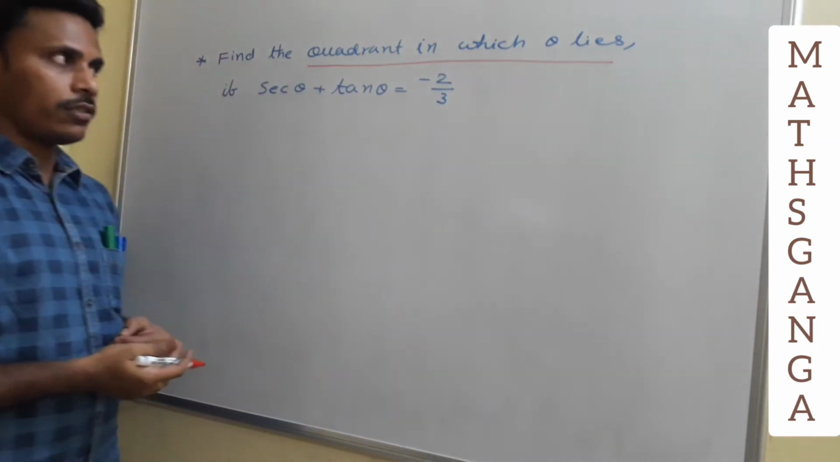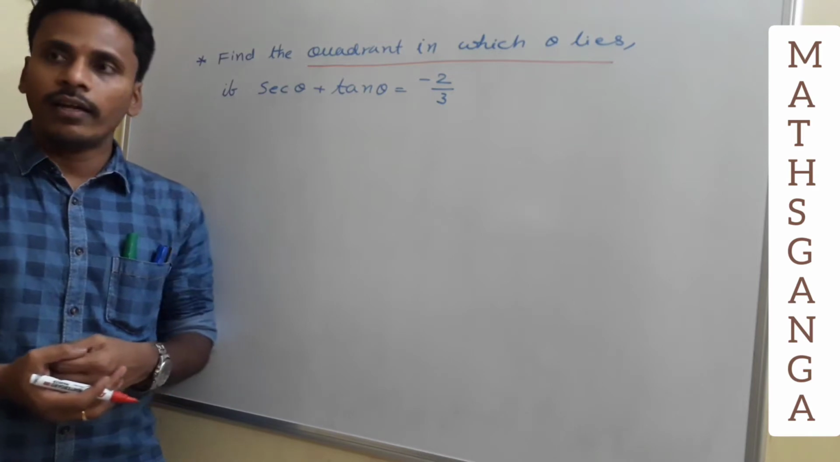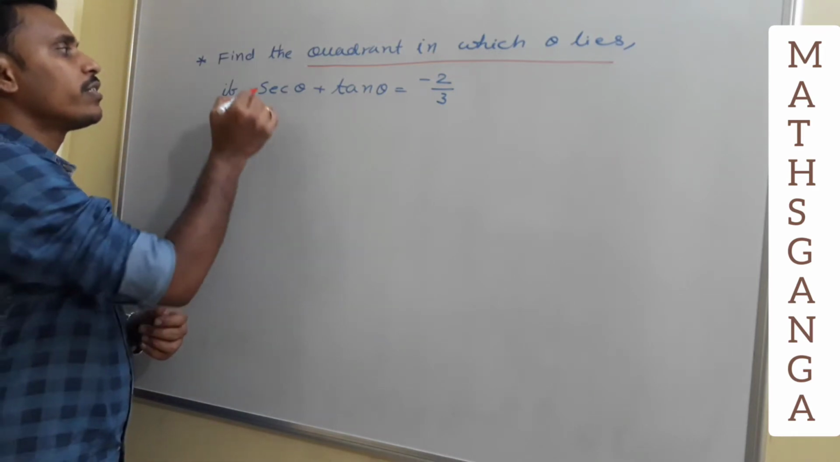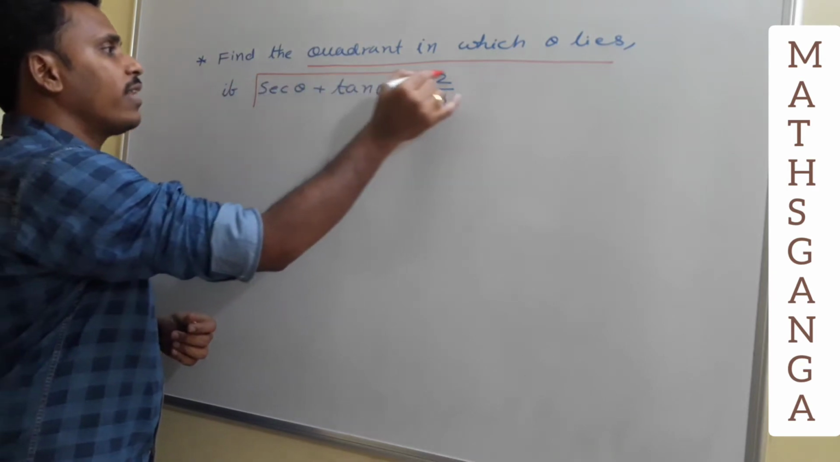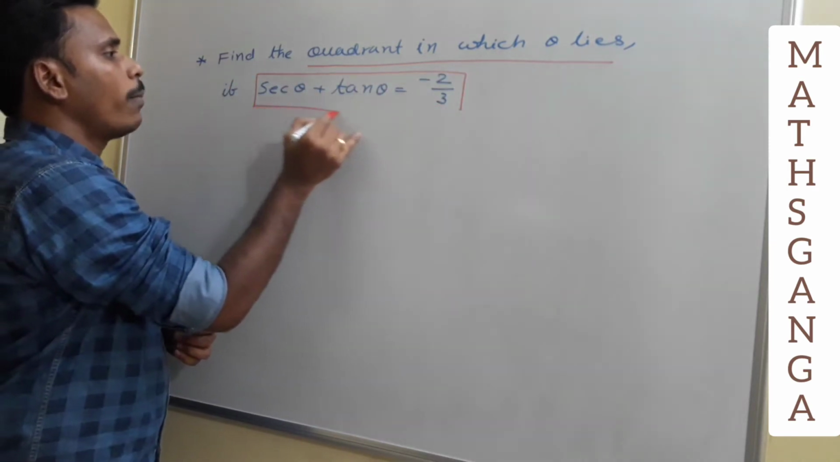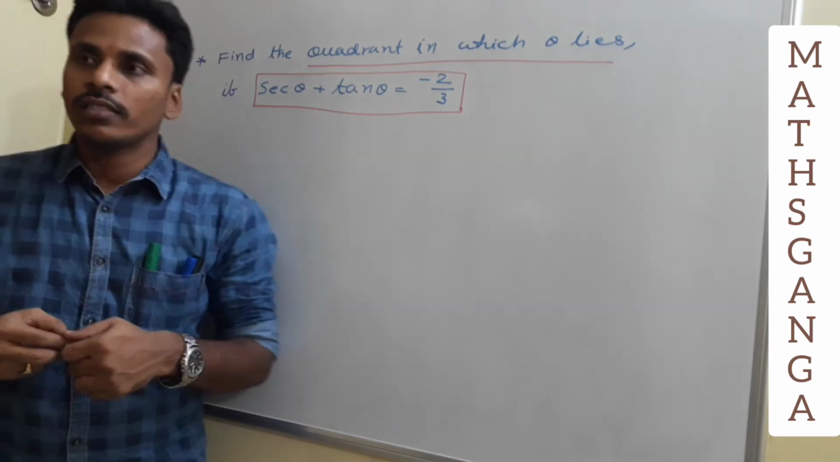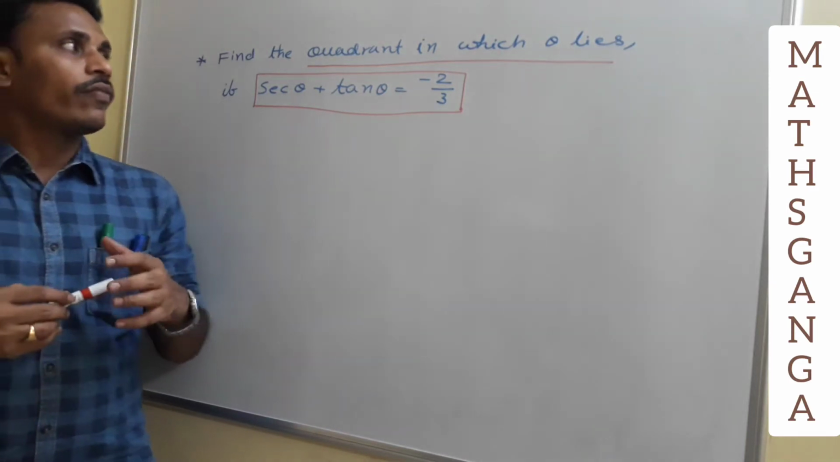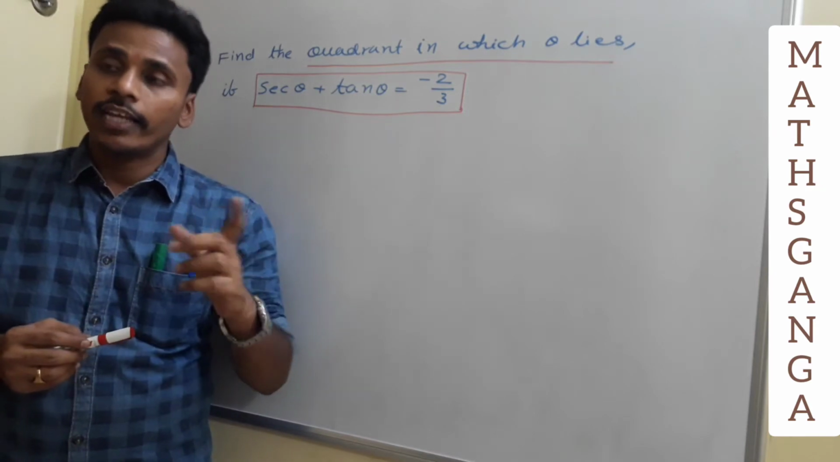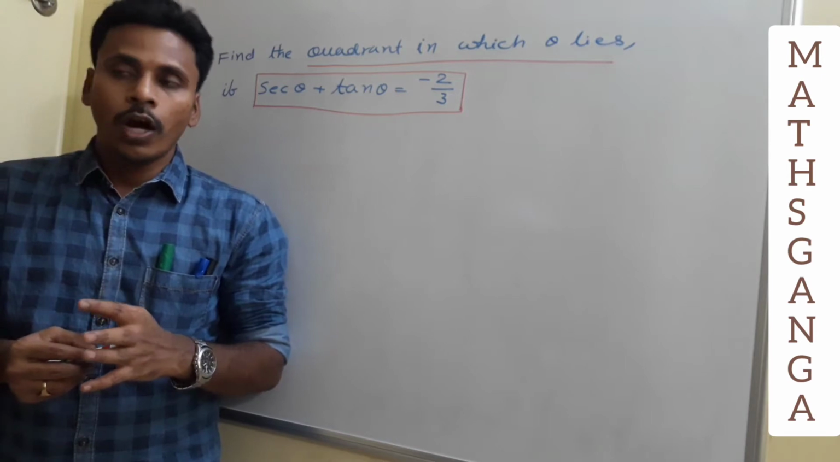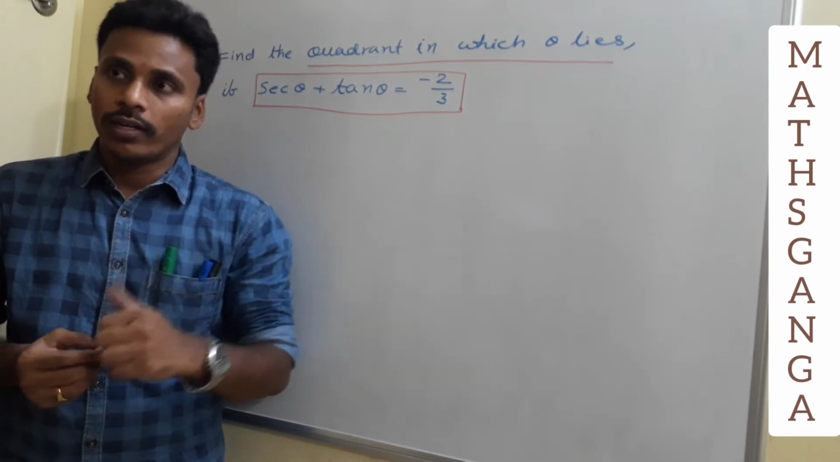Have a look at the situation. We need to find the quadrant in which theta lies, if secant theta plus tan theta is equal to minus 2 by 3. Then we need to find the range of theta, the quadrant in which theta lies. So, how to solve the problem? Have a look at this.